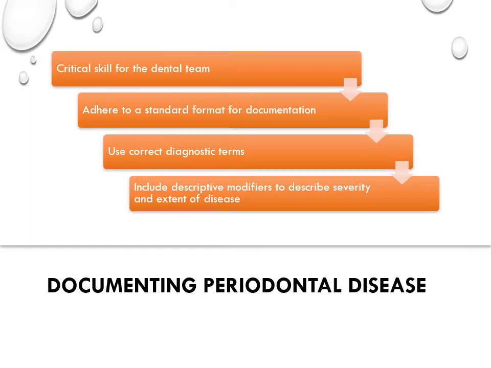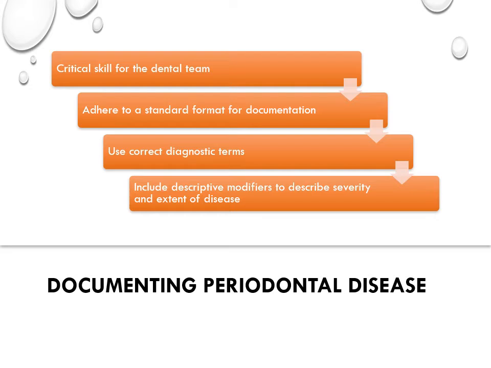As far as documentation goes, this is a critical skill for the dental team, especially for a hygienist, in order to maintain our licensure and to have consistency throughout our patient's treatment. We want to adhere to a standard format for documentation. We want to use the right terms to describe what we're seeing, so that next time when we look at the tissue, we're able to determine, is this different, is it better, is it worse, or is it the same? And we also want to be able to communicate with other dental care professionals and understand exactly what they mean when they say what they're talking about.